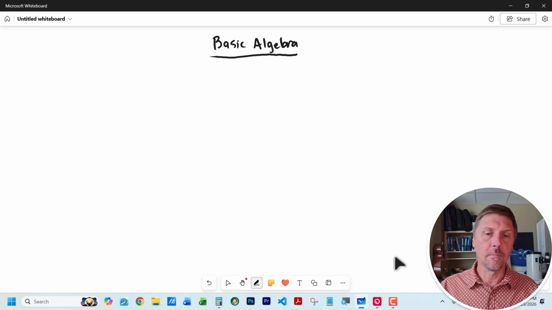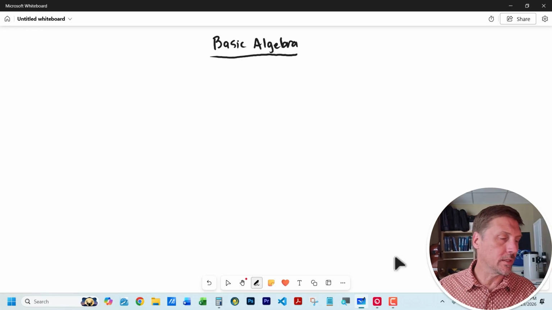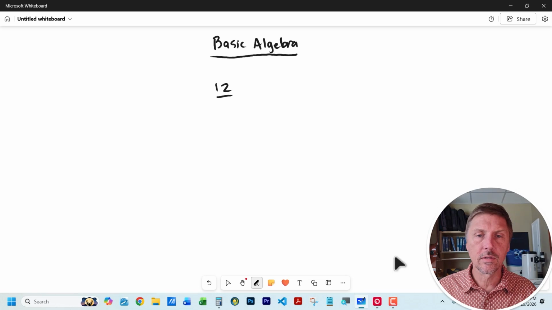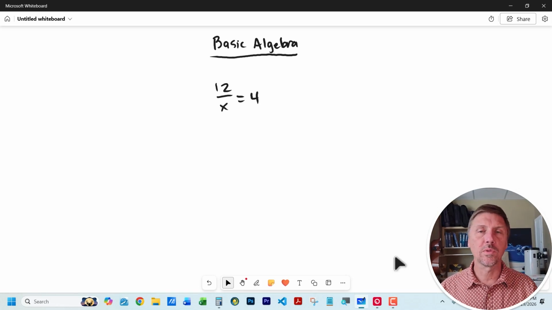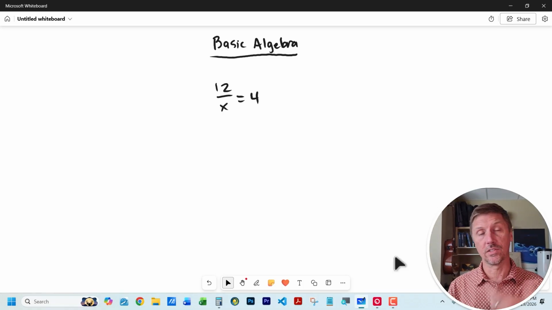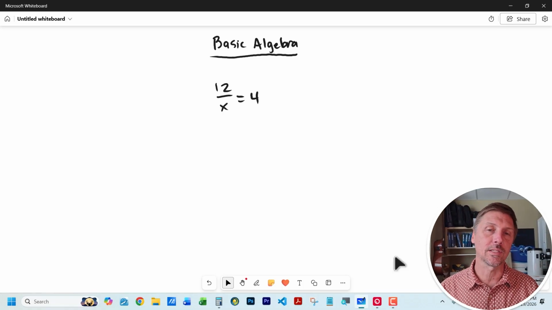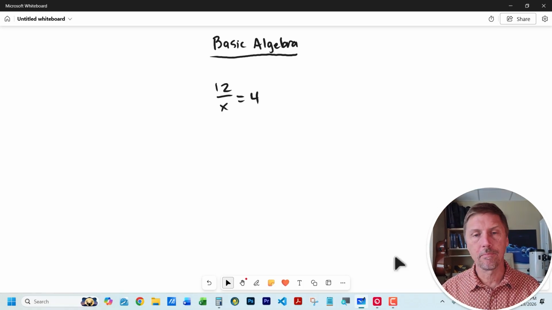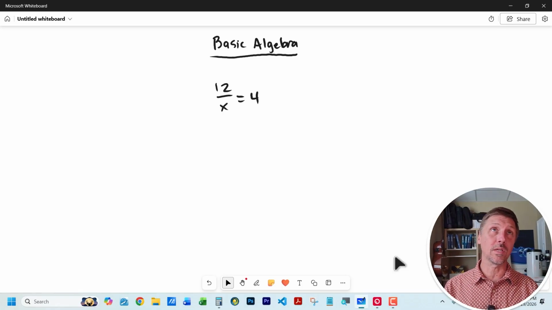There we go. It is a simple problem like this. What if you had 12 over x equals 4? Now, for whatever reason, when the variable is on the bottom of the fraction instead of on the top, as we just saw in that last example, students tend to mess this up. It's the same thing that we did before.